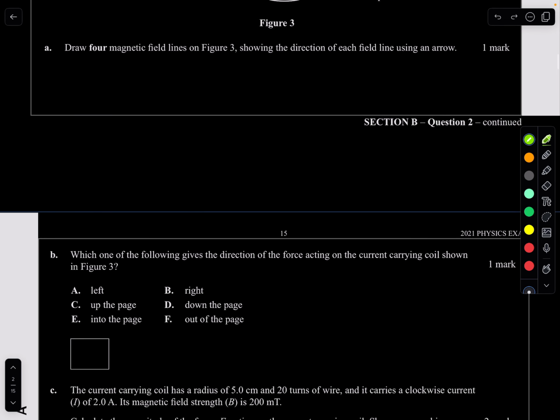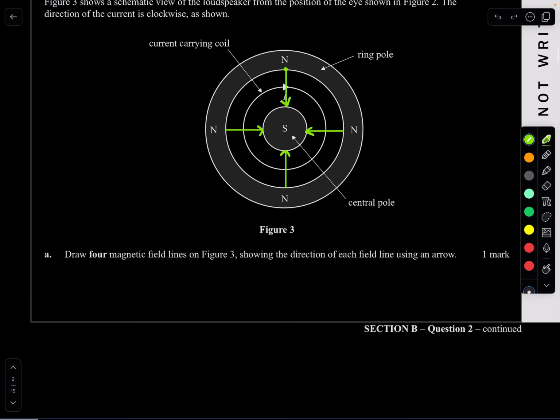Yep, looks great. So B, which of the following gives the direction of the net force acting on a current carrying wire coil shown in figure 3? Alright, when you're looking at something like this, we're going to use our right-hand slap rule, but you can pick any point on the graph. For example, if you pick this point over here, the current is going down. Remember, if you're picking a point here, it's going to go to the left. This point is going up, and this way is going to the right, as it's in a clockwise direction.